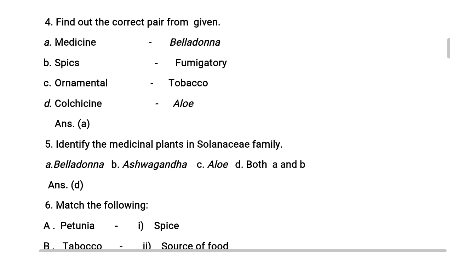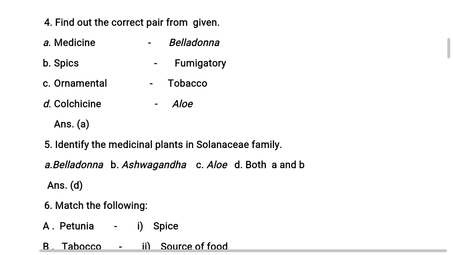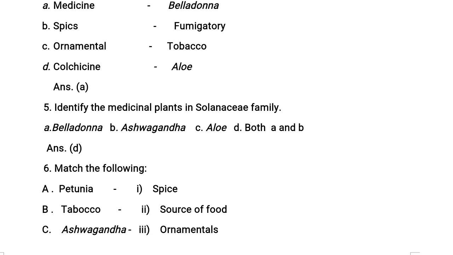Next, colchicine. It's a kind of drug obtained from Colchicum autumnale. So this is not a correct pair. Aloe is also a medicinal plant, but not from the plant Colchicum. So B, C, D options are wrong in the given question. Only A option is the correct pair, medicine, belladonna, right? Have you understood? Yeah.